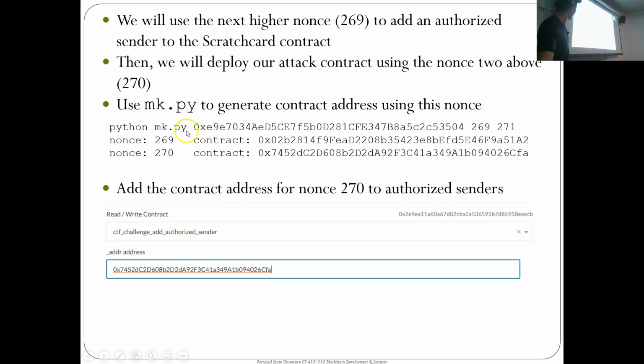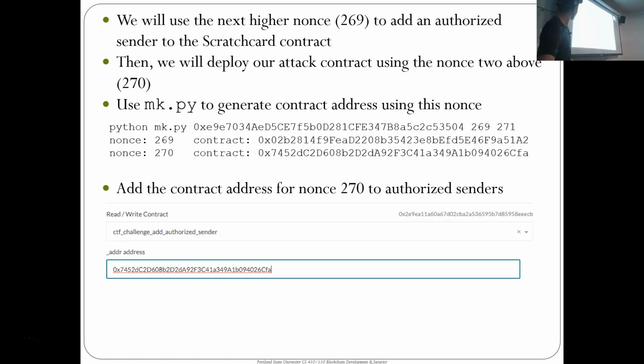So with mk.py, with my wallet address, and this is a version of the script that takes these things as arguments, I'm going to get the address predicted for 269 and the address predicted for 270. This is the address of my attacking contract. I'm going to go back to my CTF level and add this attacking contract address to the authorized senders. Submitting this will consume 269. And then back in Remix, I can deploy my attacking contract and then win.